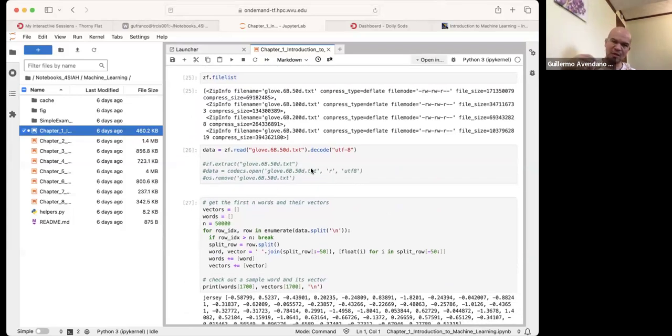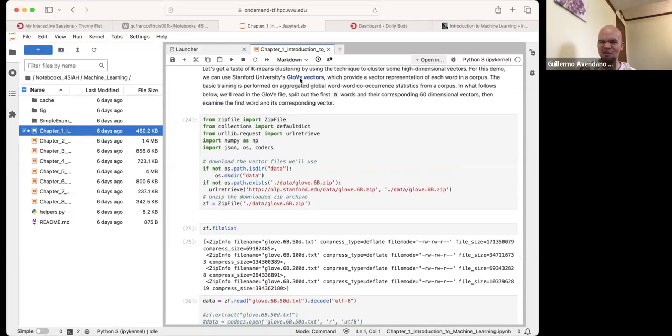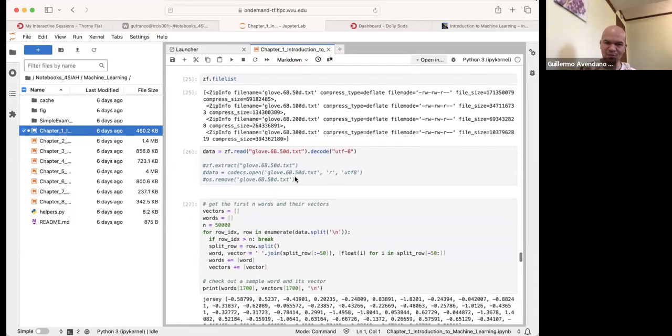I am downloading the material. The material, I think, is also part of the repo. The file is there, and if you download the materials, the repo is there. Otherwise, here is the link where you can search for that, or you can search for a better description of these GloVe vectors. It's just for making the example of that.